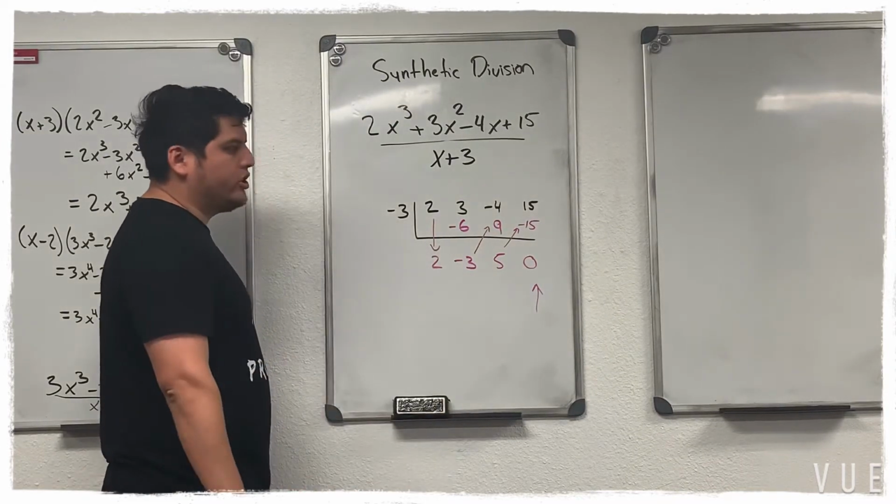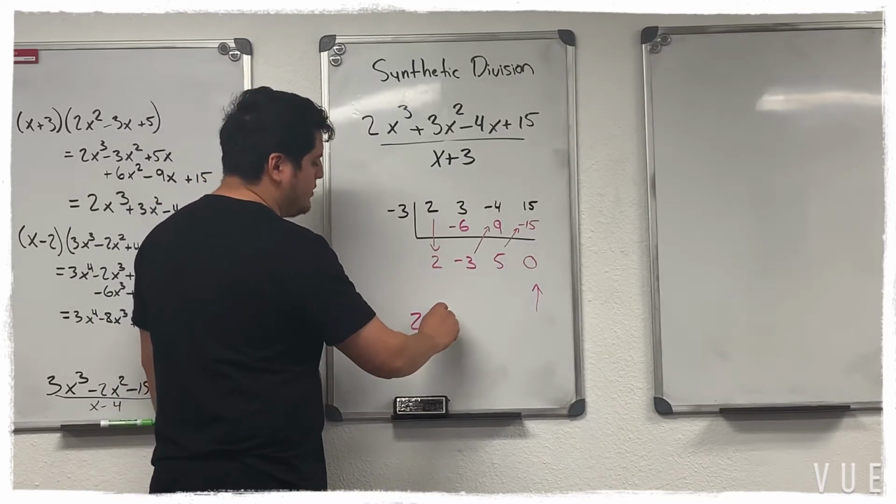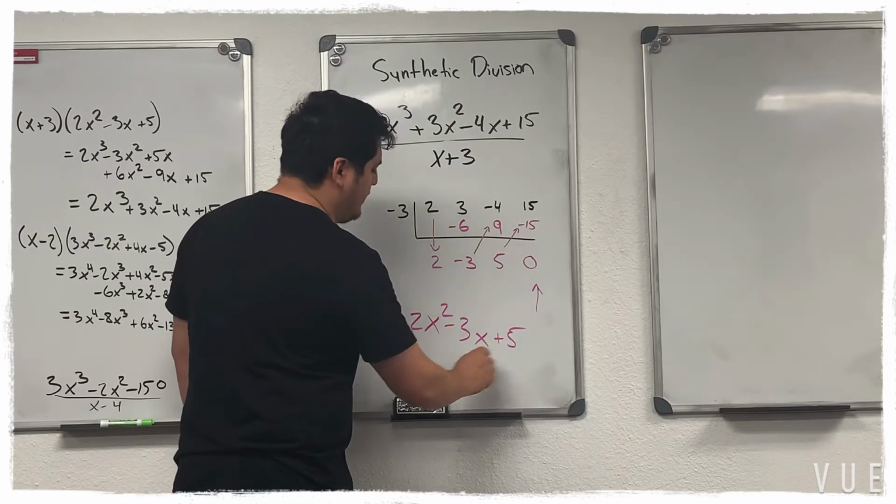All we have to do now is just rewrite the expression: 2x squared minus 3x plus 5.